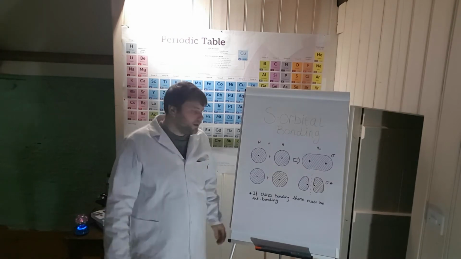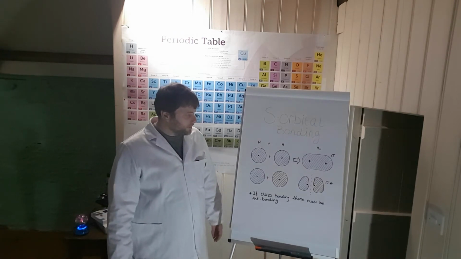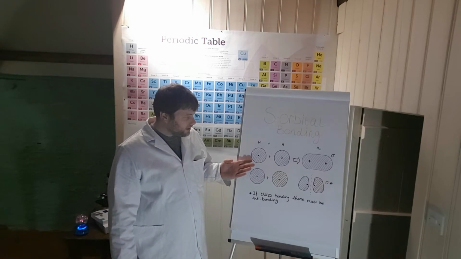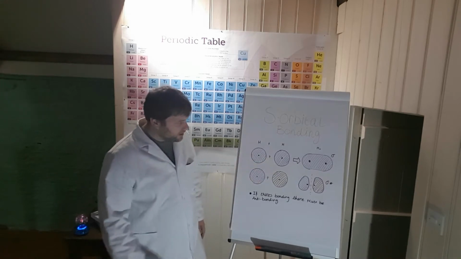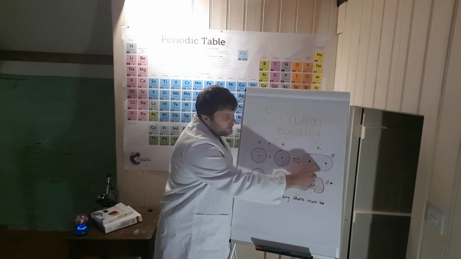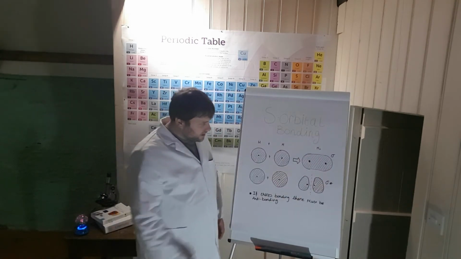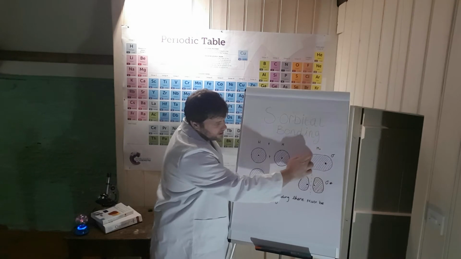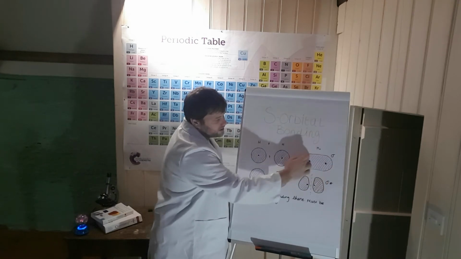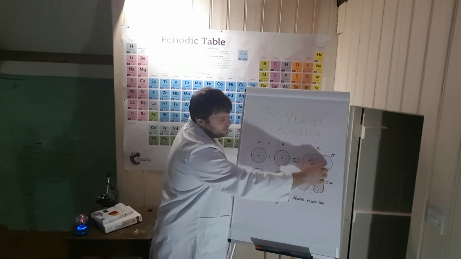So let's talk about the bonding in the s orbital. Here, this hydrogen is joined to this hydrogen, and together the overlap creates what is known as a sigma bond. This sigma bond has an area where the electrons could be delocalized around both nuclei.